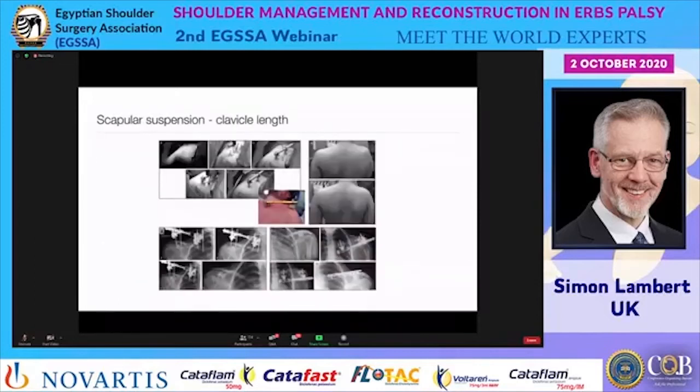Thinking about scapular suspension, this is all about the clavicle. Now, the clavicle is often short in obstetric brachial plexus palsy, not just because it has been broken. In fact, clavicular fracture in obstetric palsy is relatively rare. And here are cases of young adult Erbs palsy where the clavicle forms a bony tether so that the scapula is dragged forwards into protraction around the chest wall, increasing the loss of external rotation, active external rotation.